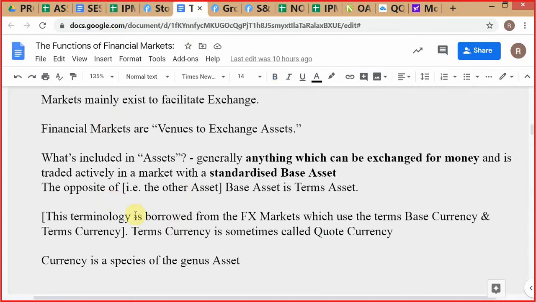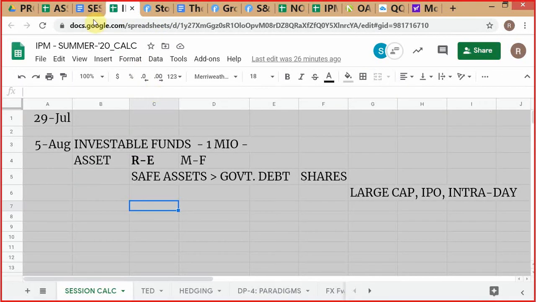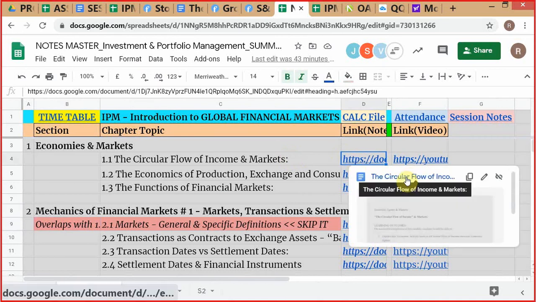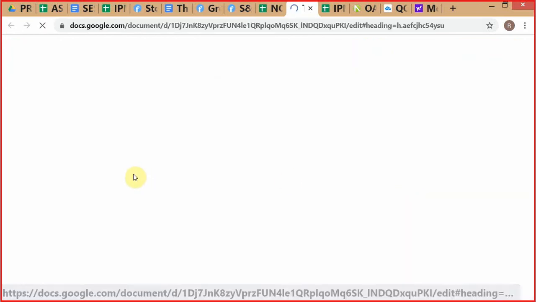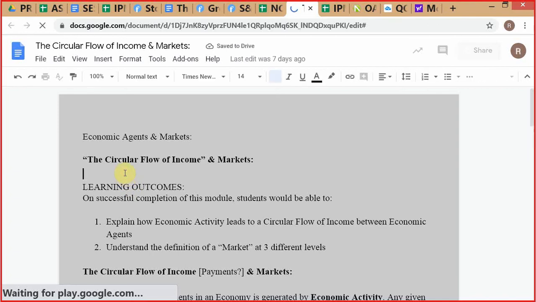If you read your introductory notes, you'll find that we have defined financial markets as venues to exchange assets. All right, and essentially a market is a, this is not the right note to pick up actually. We have defined it in the first note itself. The definitions of markets, I'm launching the first note. So we need to quickly recap our definition of markets.